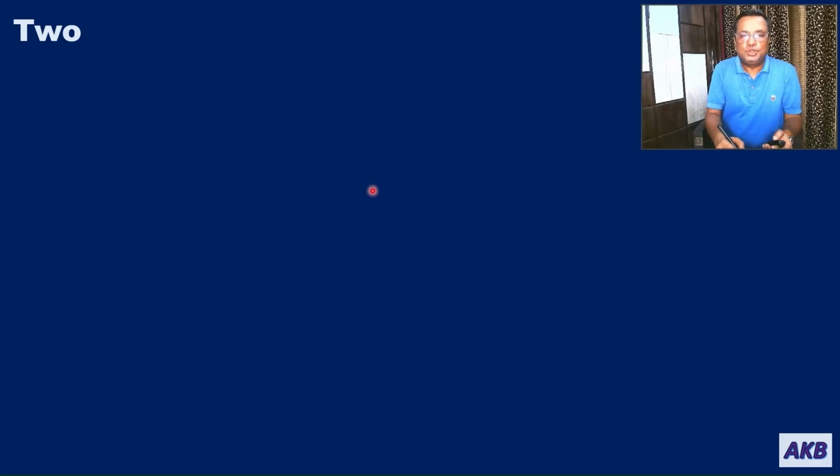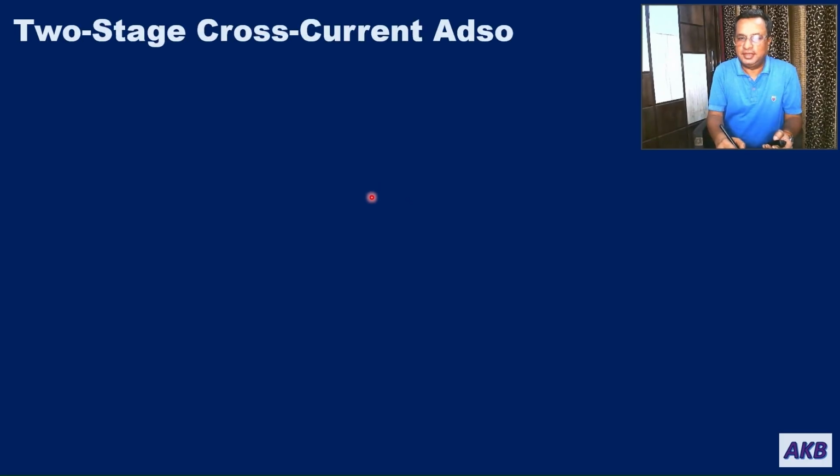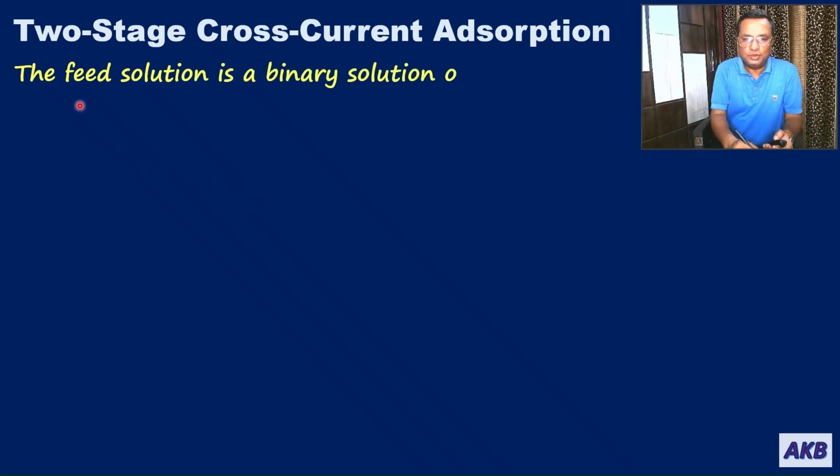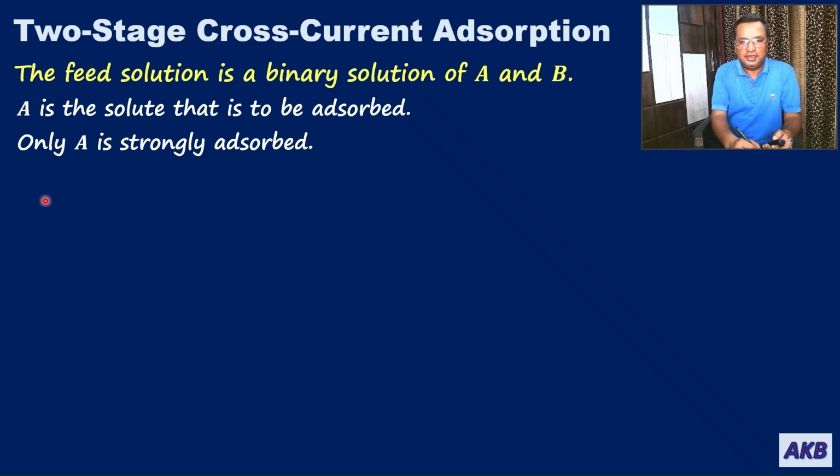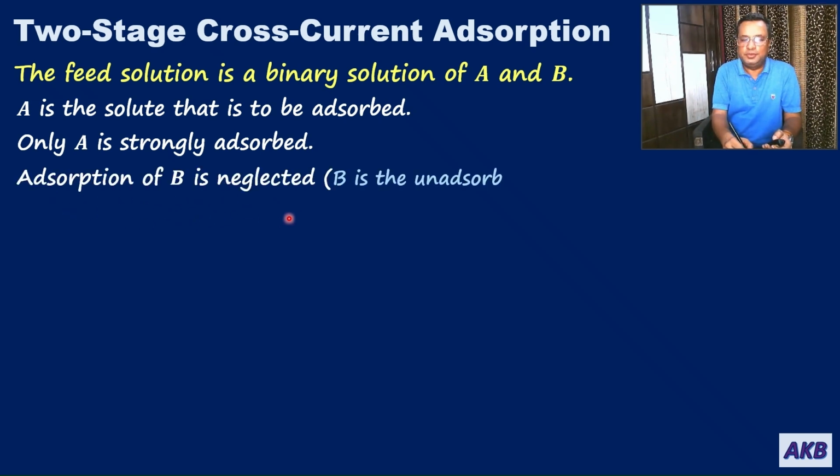Now let us talk about 2-stage cross current adsorption operation. In our discussion, we are going to consider a feed solution that is a binary solution of components A and B. A is the solute that is to be adsorbed. Only A is strongly adsorbed. In other words, we are going to neglect adsorption of B. That's why B in this case is the unadsorbed substance.